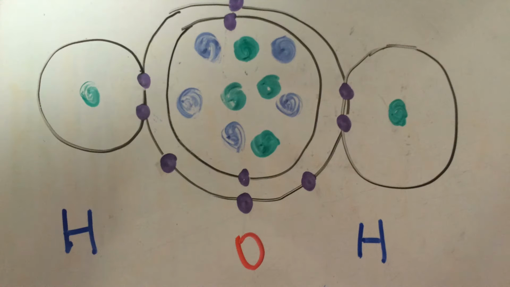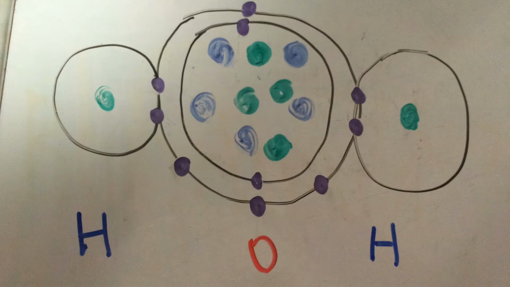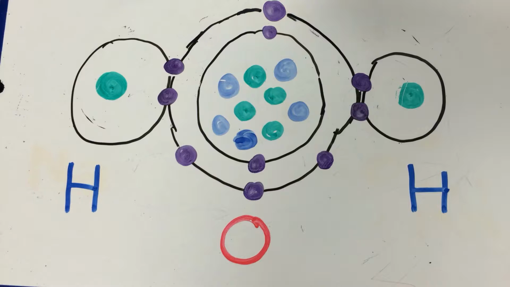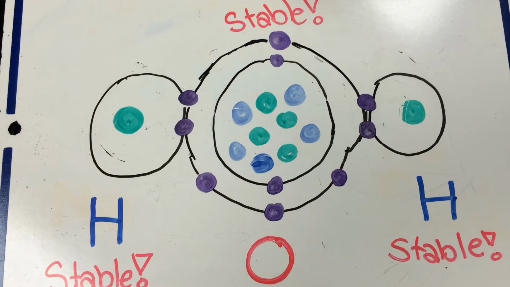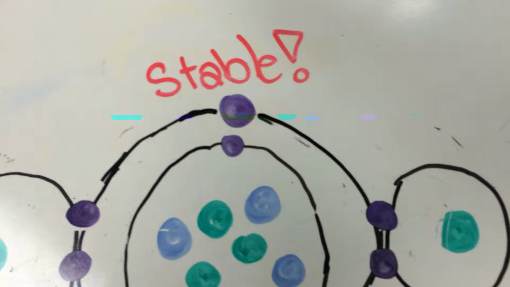Now, because the 2 hydrogen atoms share 4 valence electrons in total with the oxygen atom, and the oxygen atom has 4 valence electrons that are not shared, it now has 8 valence electrons in total, making it stable. In H2O, both hydrogen atoms and the oxygen atom are stable.